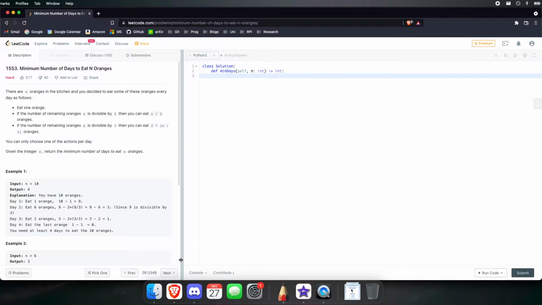There are n oranges in the kitchen and you decide to eat some of these oranges every day as follows. We can either eat one orange, or if the number of remaining oranges n is divisible by 2, then we can eat n divided by 2 oranges. And if the number of remaining oranges n is divisible by 3, then we can eat 2 times n over 3 oranges. So 2/3 of the oranges.